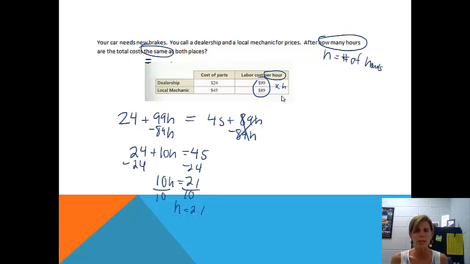So I'm not quite done because I am going to read the question again. After how many hours are the total costs the same? Since I got an answer of 2.1, my answer will be after 2.1 hours, the costs will be the same. So hopefully now you are somewhat familiar with how to set up a story problem so that you can write an equation and then solve to find the answer to a real life situation.